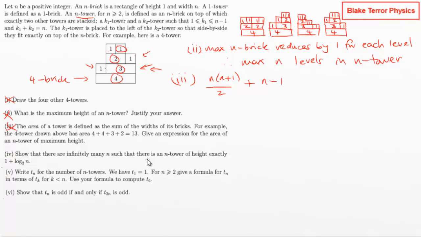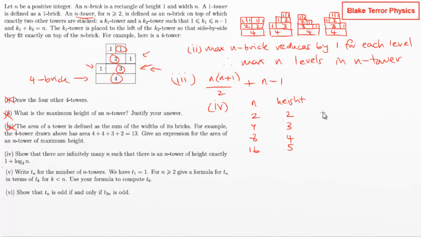See what happens. Show that there are infinitely many n, such that there is an n tower of height exactly 1 plus log base 2 of n. So we're going to be wanting n towers that are powers of 2. So if n is 2, 4, 8, 16, then we want the height to be 2, 3, then 4, then 5. So we're doing that for our height.